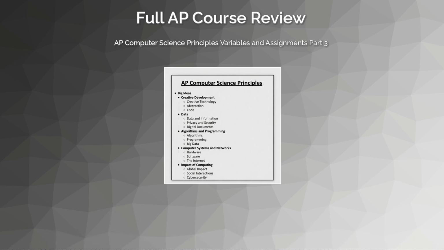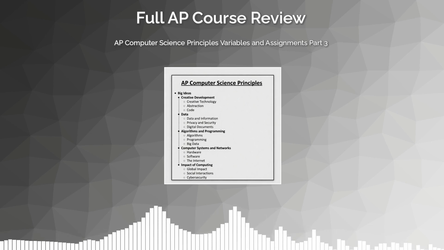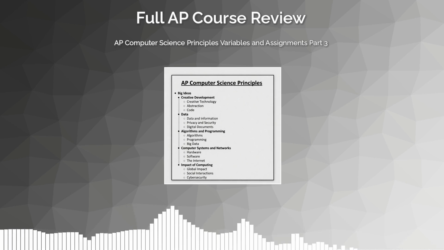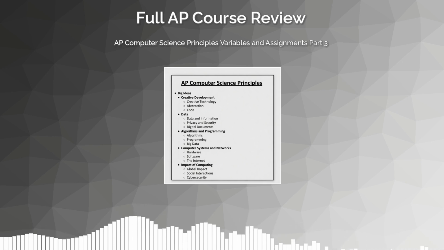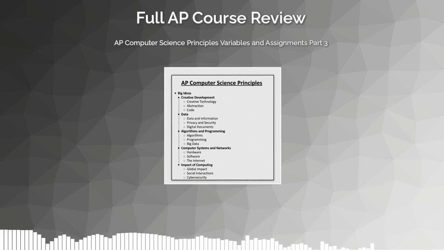Connections to other units. Input and output don't live in isolation. They connect to virtually everything else in this course. In Unit 2, when you studied data and abstraction, input was how raw data entered a system. In Unit 5, when you study the impact of computing, you'll think about what kinds of input are collected from users and whether that raises privacy concerns, because every time a program takes input, it potentially stores personal data.